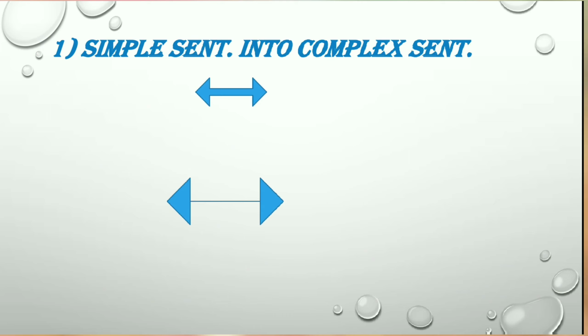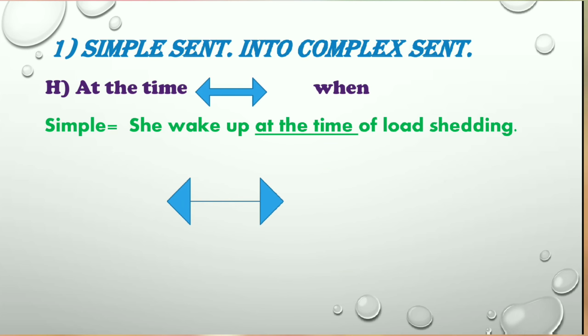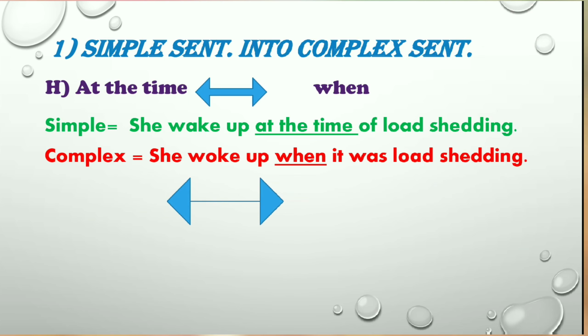Okay friends. Now again see another way. If at the time is used in a simple sentence, you can remove it and use when to make a complex sentence. Let's see an example. She woke up at the time of load shedding. Okay, at the time is used here. So you can change it and make a complex sentence: she woke up when it was load shedding. Now when is used instead of at the time.